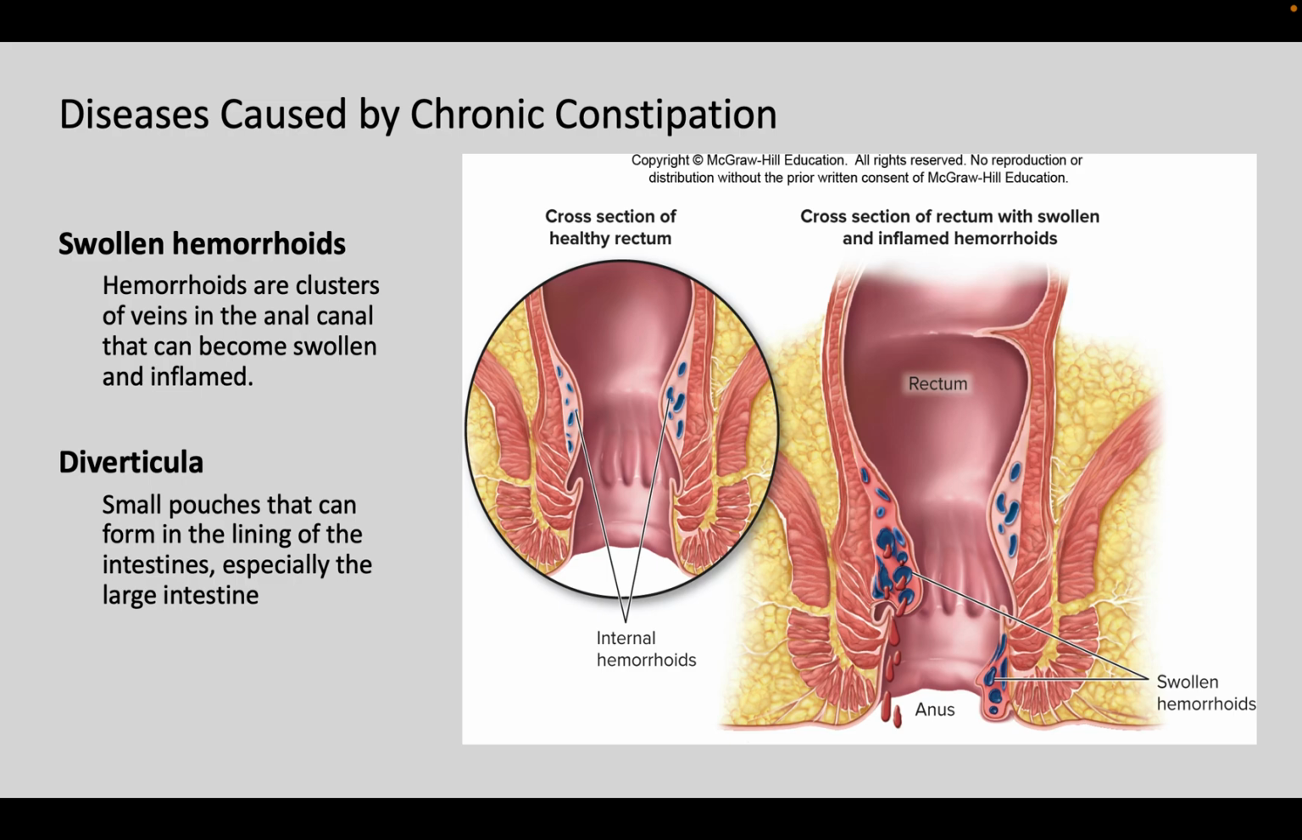That said, chronic constipation can lead to more serious disorders, such as hemorrhoids or diverticula. Diverticula are small pouches that form in the linings of the large intestine. Sometimes they can burst and become infected. It's important to note that people with diverticula may also be at higher risk for colon cancer.